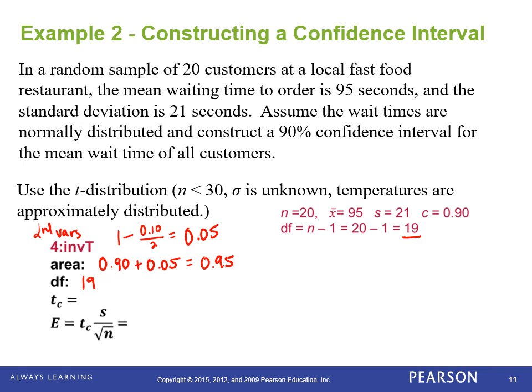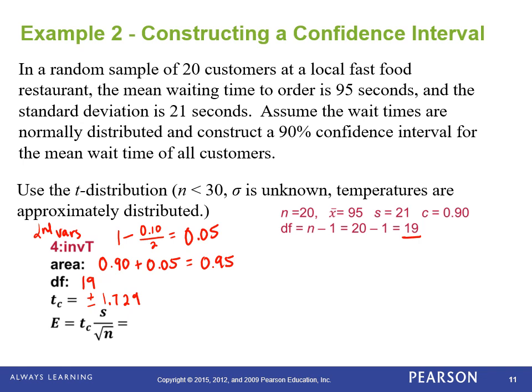Okay, if you do that, then that is going to give us this number for TC, and that comes up to be our plus or minus 1.729. So that's what we're going to have on either side. Then to find our error, we're just going to plug in each of those numbers.